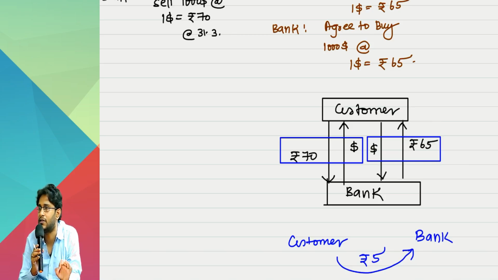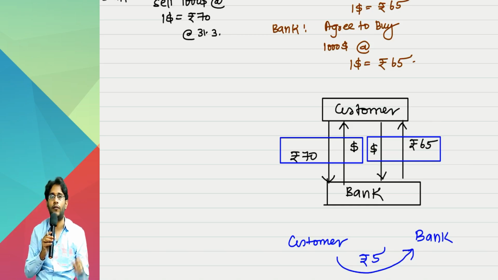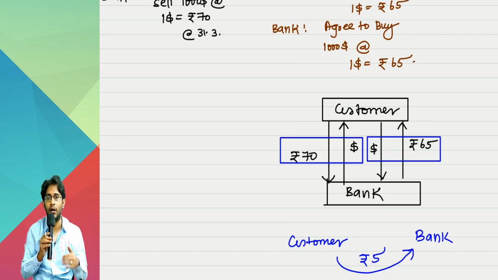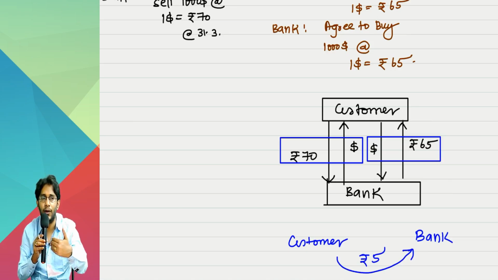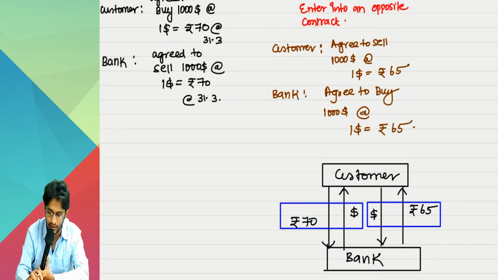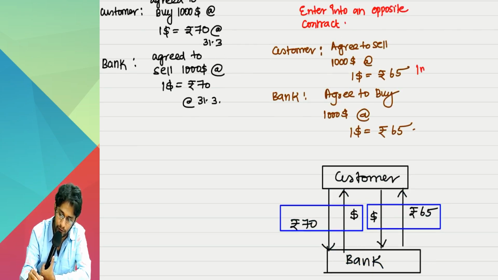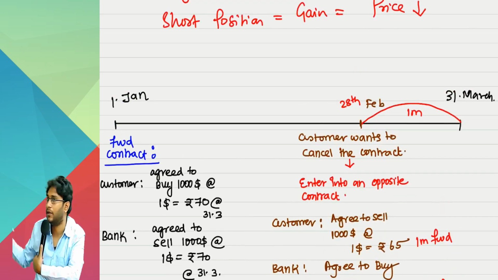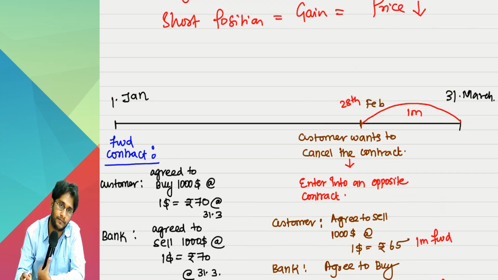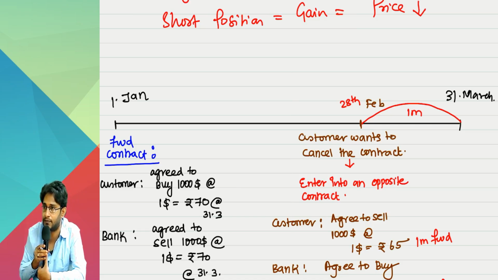Do you understand that this is how you cancel a forward contract or a futures contract before the maturity date? You have to enter into an opposite contract at what rate? At the forward rate for the remaining period you have to enter. In this case, it is 65 rupees, whatever I have given you, this is a 1 month forward rate. Suppose the contract is cancelled not on 20th February but on 1st February. Then I have to take a 2 month forward rate for cancelling this.